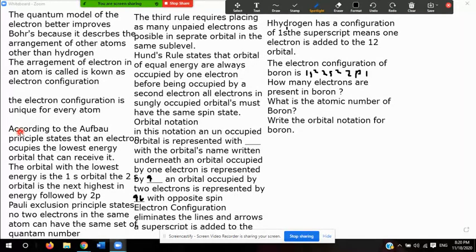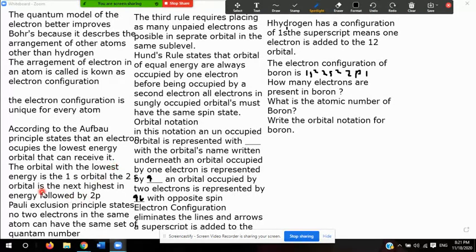It says that we have certain principles and rules that help us understand this. The first one is called the Aufbau principle. It says the Aufbau principle states that electrons occupy the lowest orbital that can receive them. Again, this builds on the fact that, one, electron configuration is how the electrons are arranged in an atom, and two, that each atom has a particular electron configuration. Now, building on that, we have three or four rules, and one of them is the Aufbau principle, which states that electrons occupy the lowest possible orbital level.